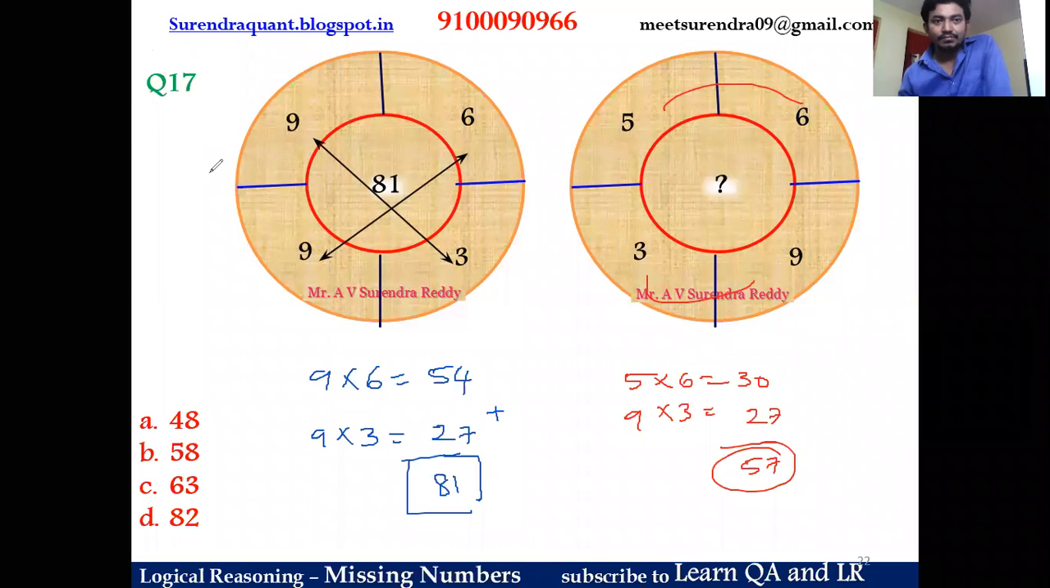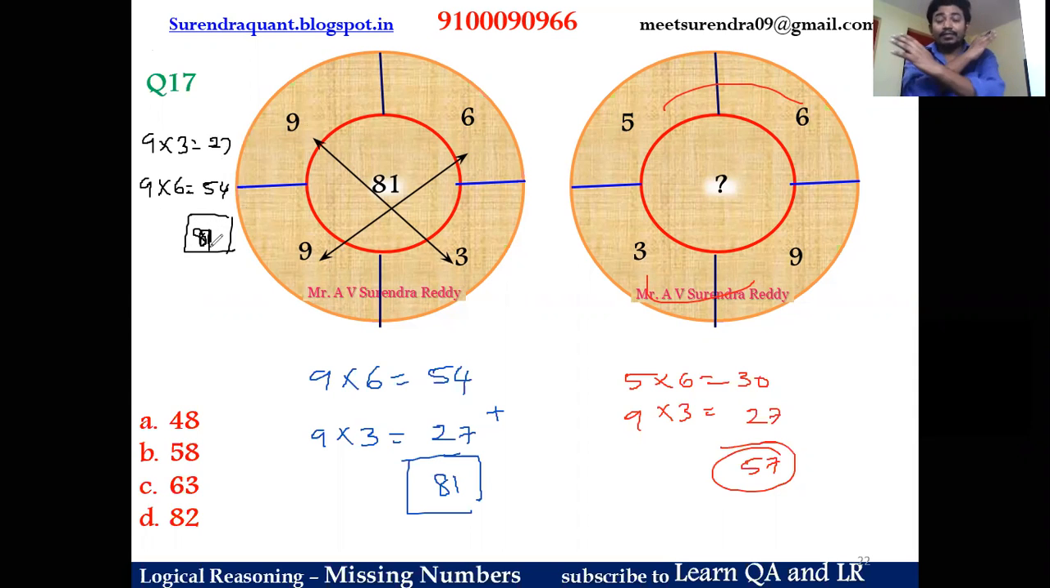So 9 3s are 27. Here 9 6s are 54. Even that will give the same result, 81, right? Because of the number combinations, you are getting such ideas, guys. Even the sum of the diagonal product is the same. Do the same thing here. Let us check whether it satisfies or not. So 9 into 5, 45. 3 into 6, 18. And the sum is 63. 63 is there. So don't feel the options are wrong, guys.